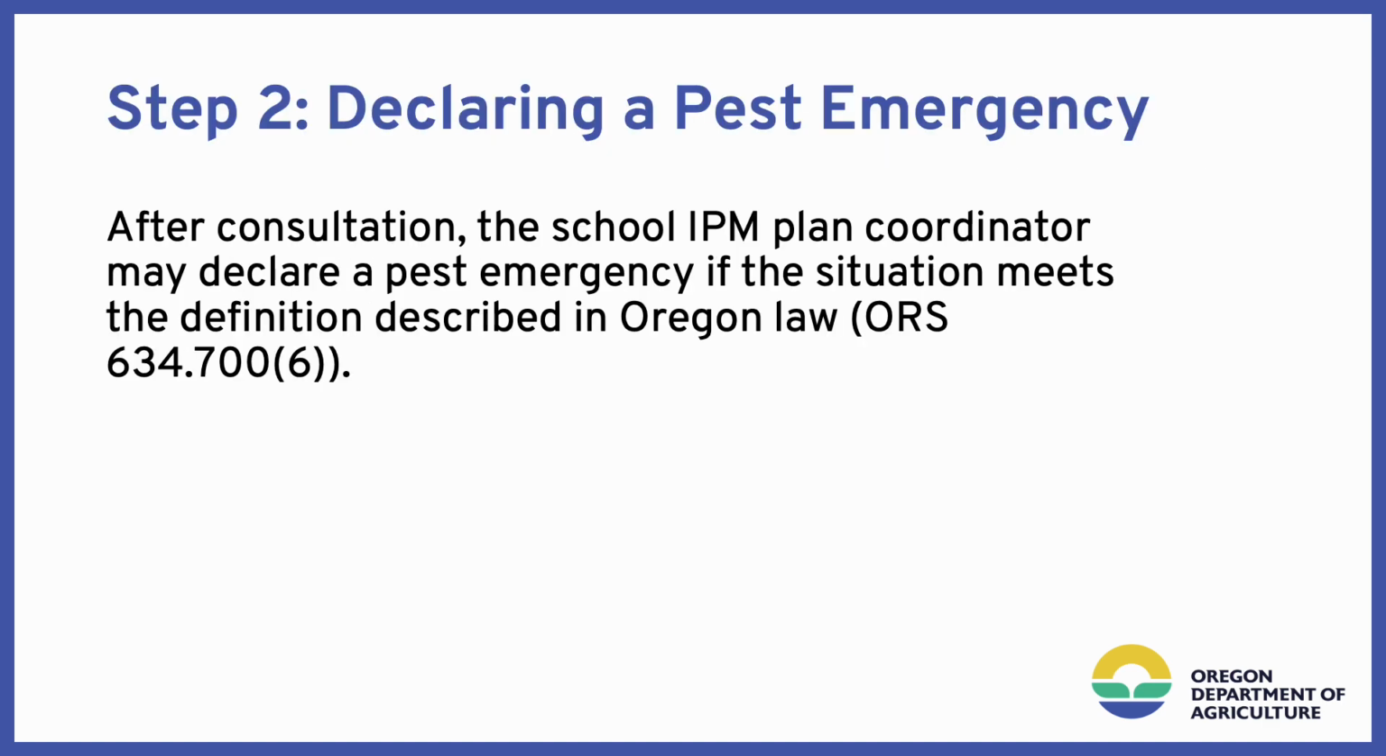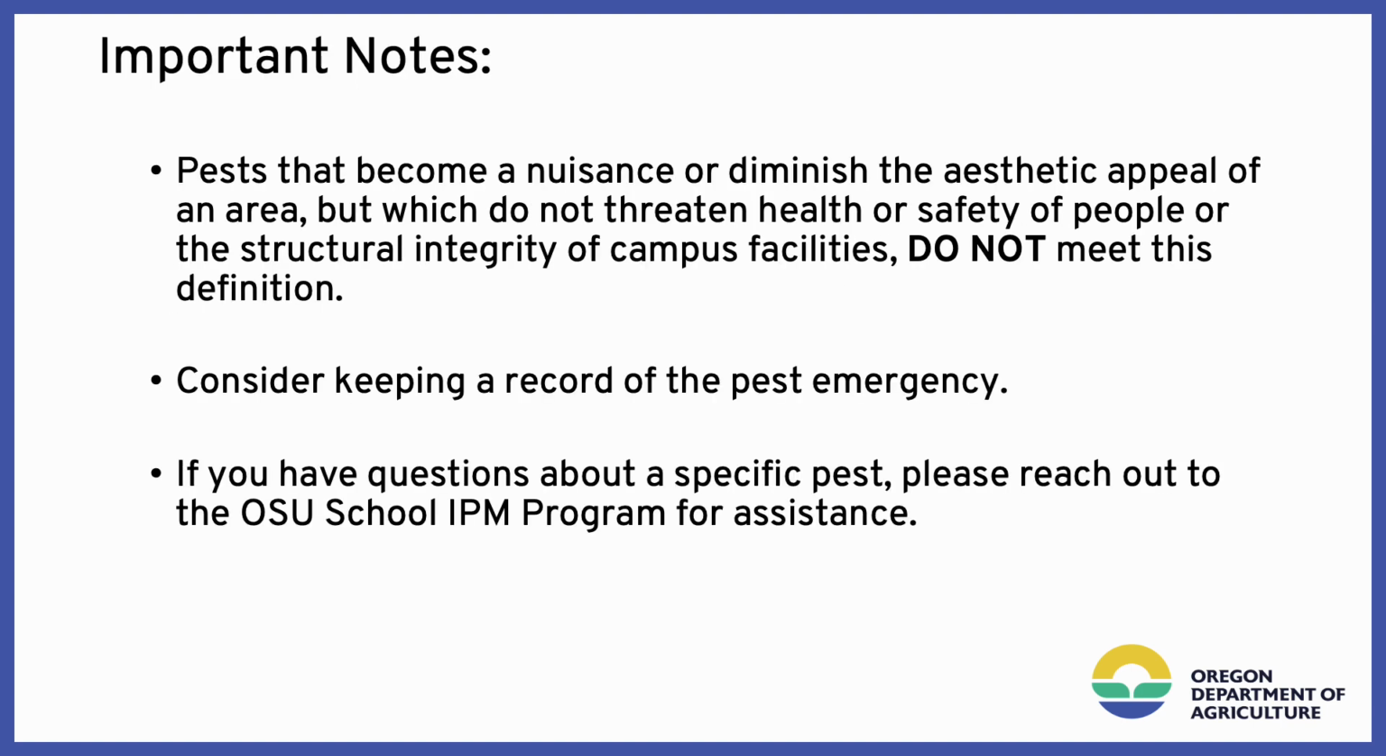After you finish consulting with faculty and administrators, you are ready to officially declare a pest emergency. Remember, the situation must meet the urgent need to protect health and safety or the structural integrity of campus facilities. Pests that become a nuisance or diminish the aesthetic appeal of an area, but that do not threaten health and safety of people or the structural integrity of campus facilities, do not meet this definition. It is recommended you keep records that a pest emergency was declared. As an example, you may consider adding a checkbox to your pesticide application record form.